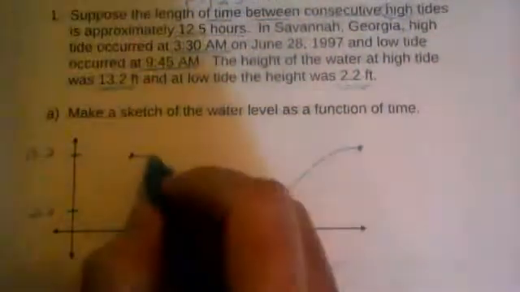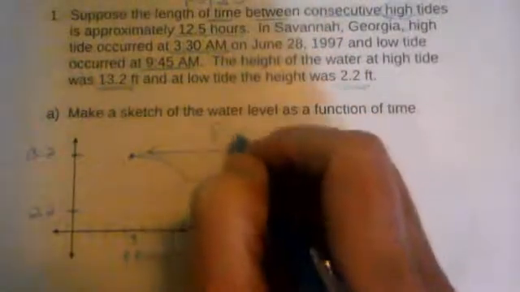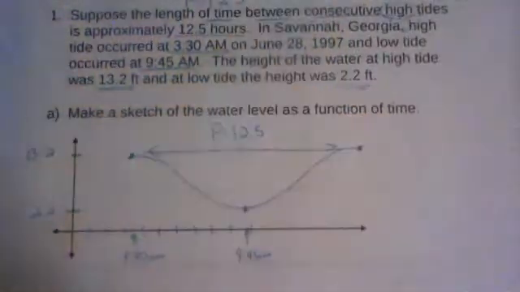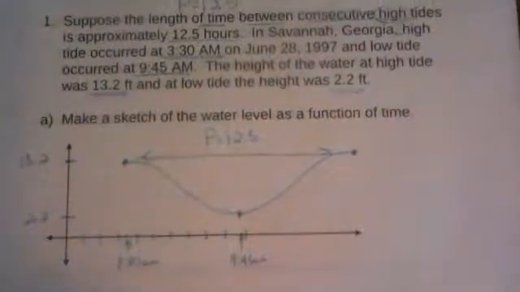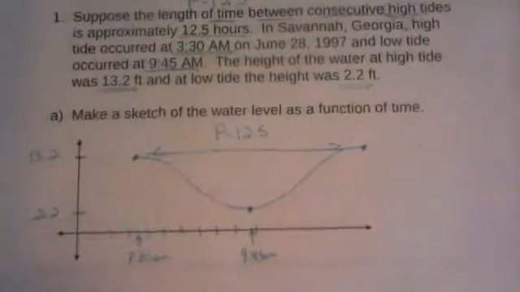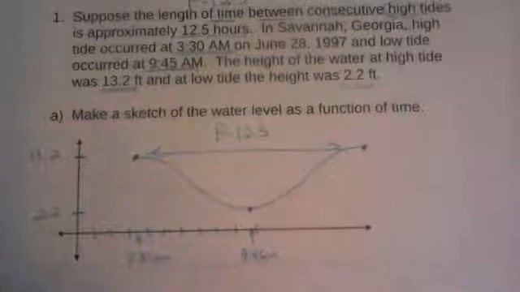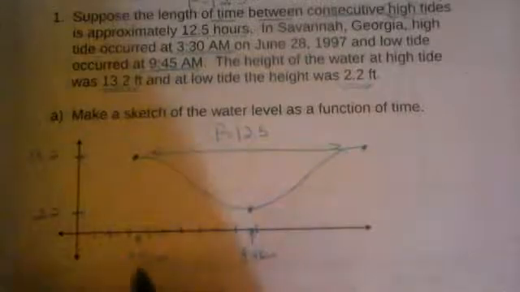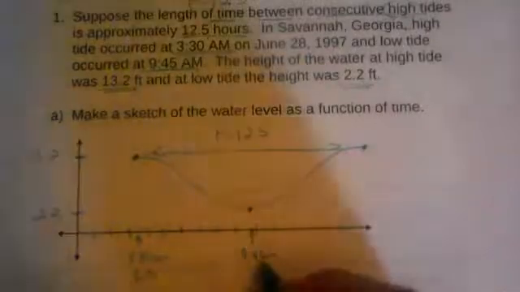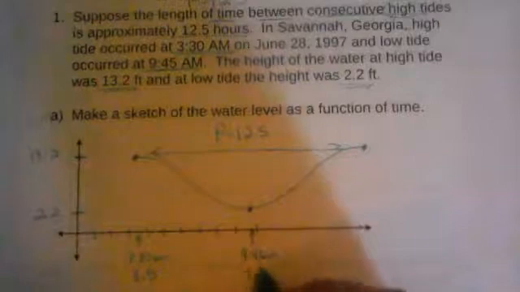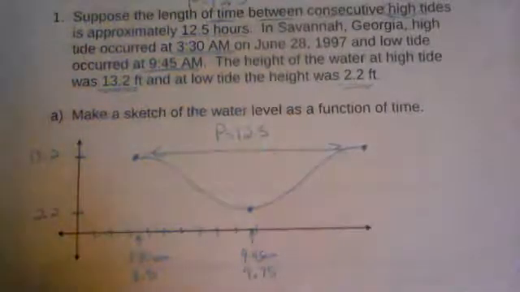Now I already know that the distance in between my high points is 12 and a half hours because it told me that in the problem. So I have a lot of useful information here. Now, if you wanted to put these as decimals, this would be 3.5. 9:45 is going to be 9.75, right?